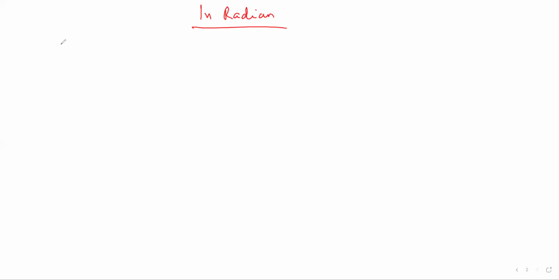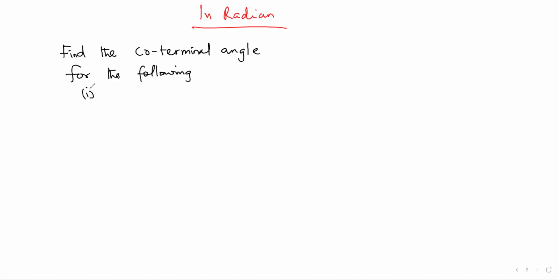All right, so we move on. Now we want to find, in radians, the coterminal angle for the following. The first question we solved in degrees. Now let's go to radians. So we have 3 pi on 4. Then 2, we have pi on 6.